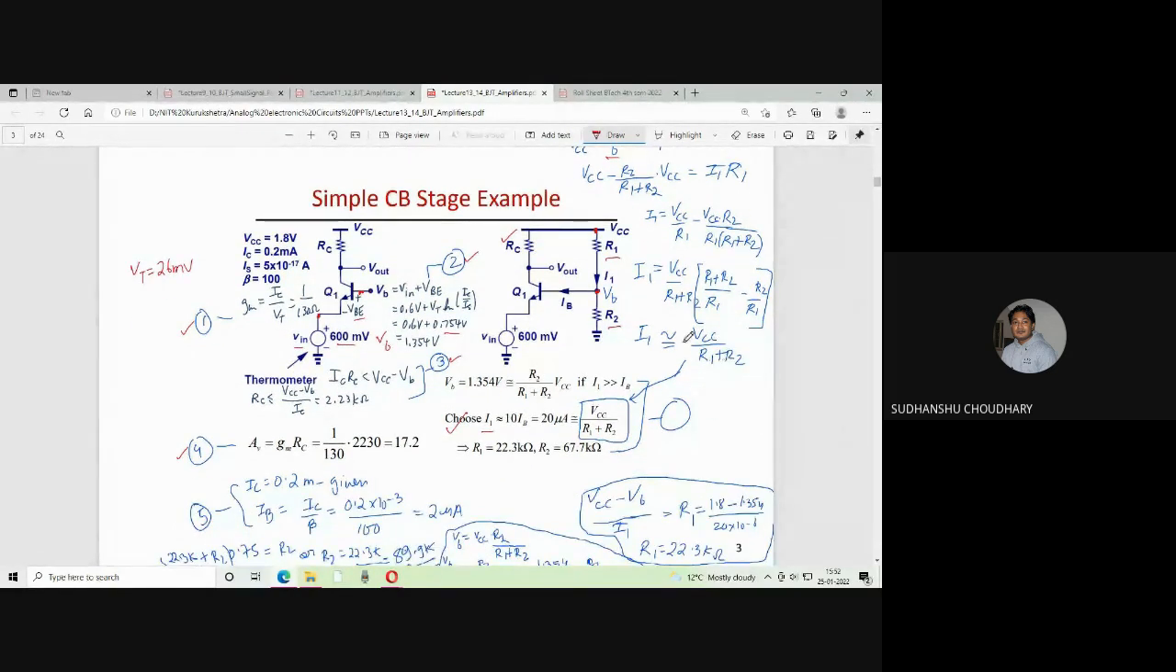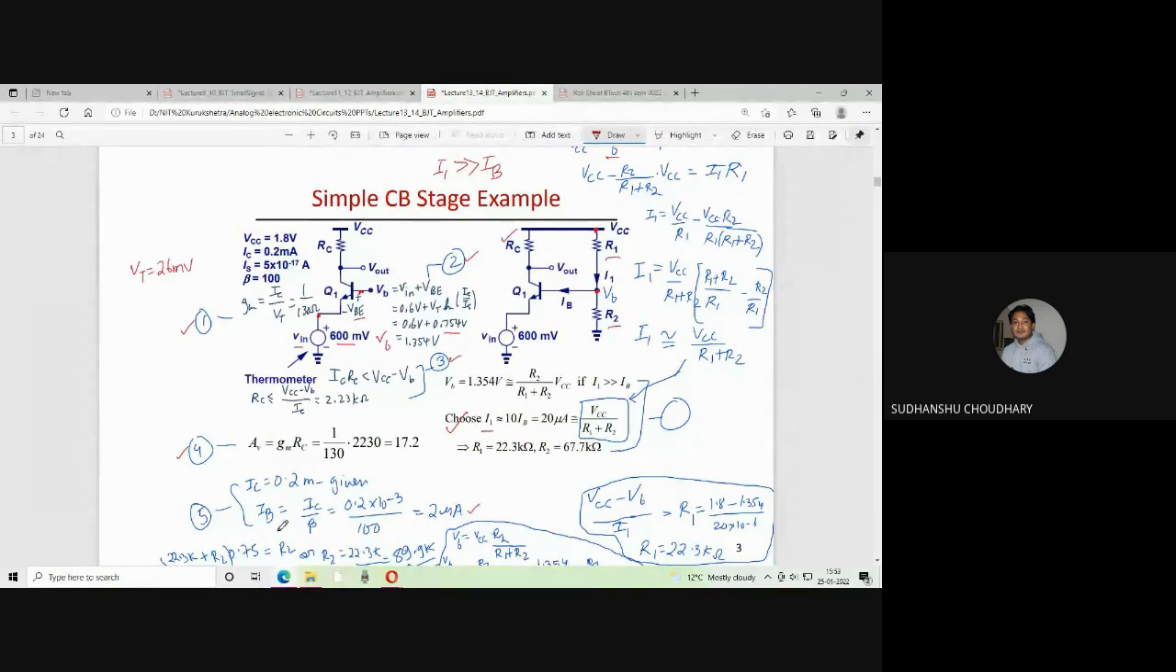Now we had also learned in common emitter, while biasing this way, that is voltage divider biasing, that this I1 should be much greater than IB, right? For this kind of biasing, the I1 current should be much greater than IB. IB we had calculated. IC is given 0.2, so IB is IC by beta. So this is 2 microamperes IB.